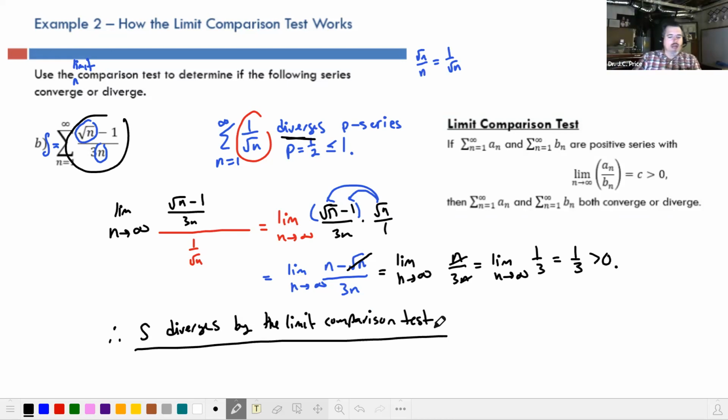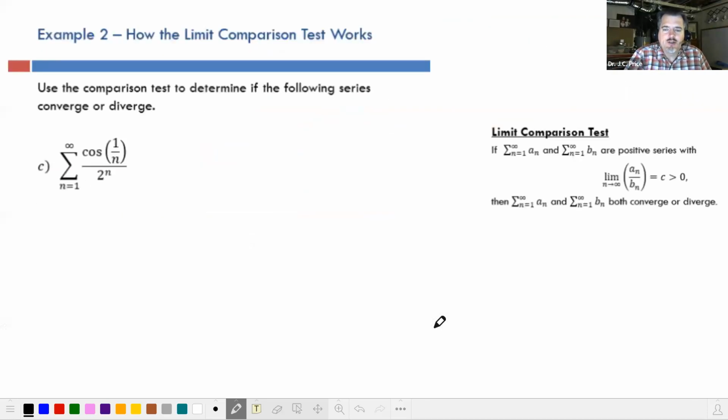All right, one last problem. And so now this one looks a little bit different. So now again, we're going to use the limit comparison test on this. And then notice on the bottom here, you have not a power of n, but an exponential. So it's more of like a geometric series.